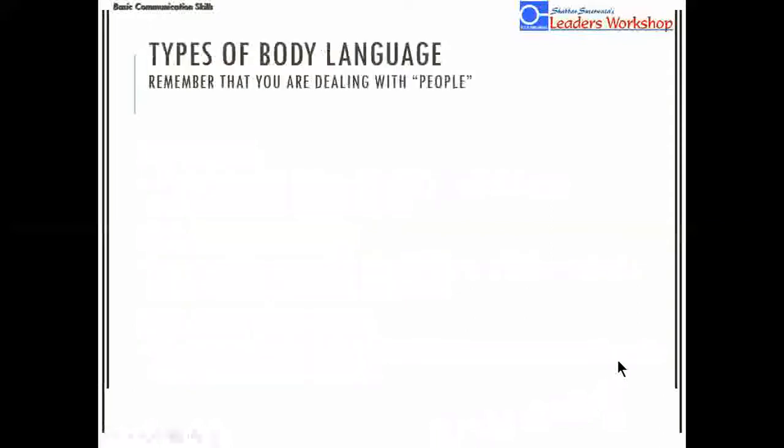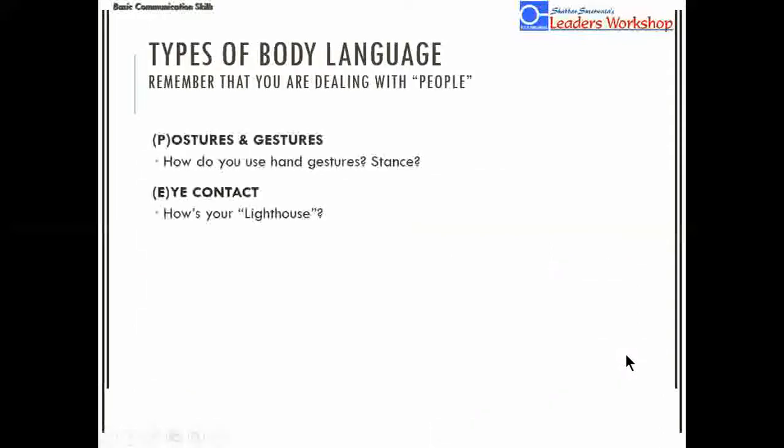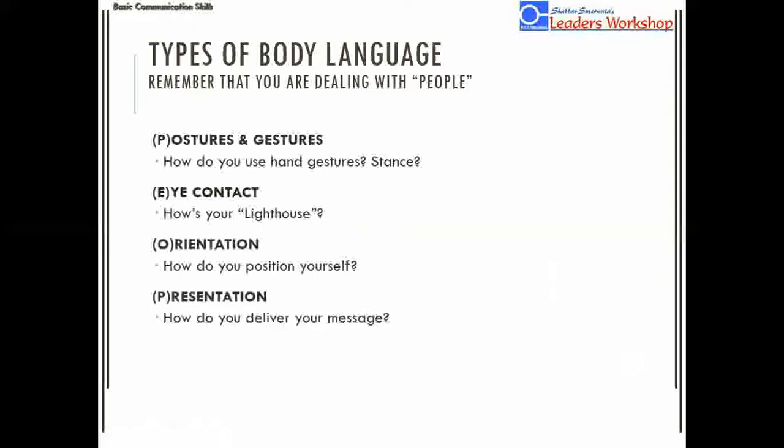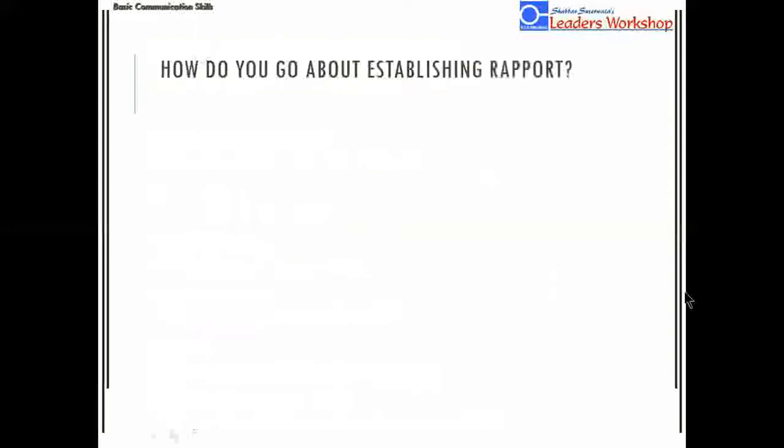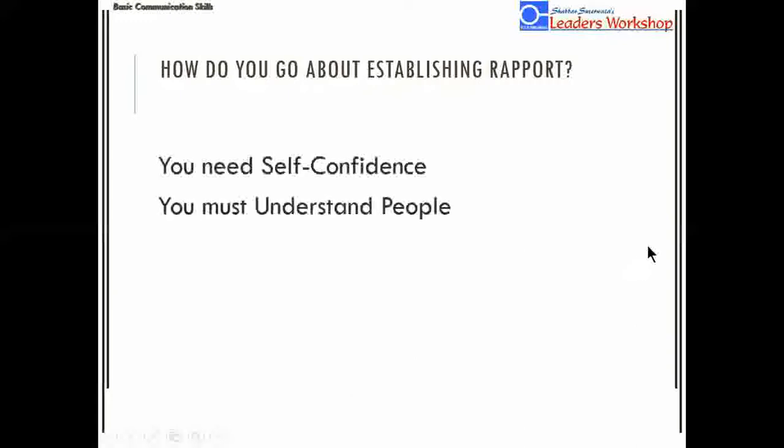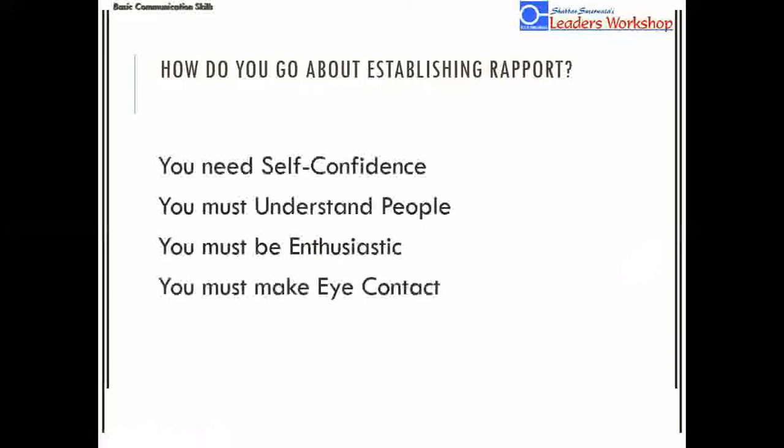Okay. Types of body language. There's posture, gestures, there's eye contact, orientation, there's presentation, and looks, and expressions or emotions. How do you go about establishing rapport? You need self-confidence. You must understand people. You must be enthusiastic. You must make eye contact. You must be interested in them, right?